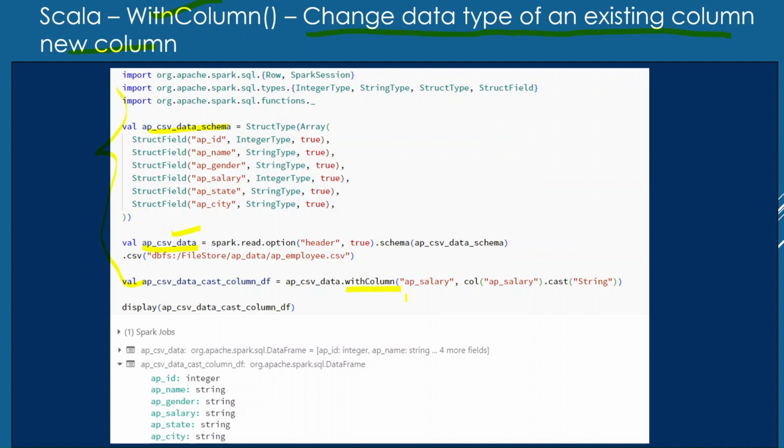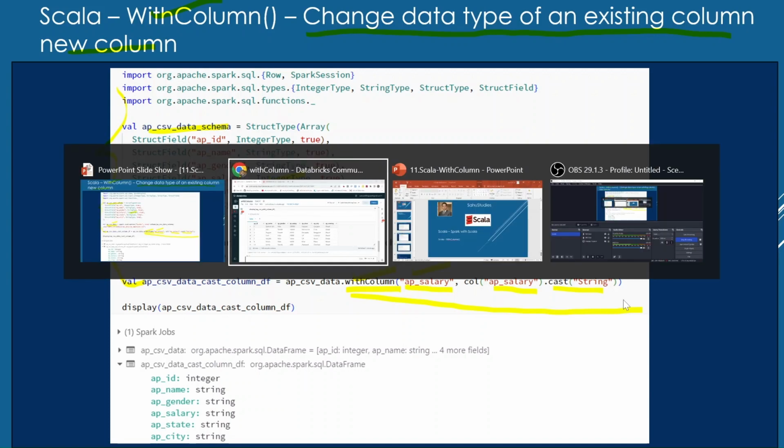Now after the data frame gets created, we are using withColumn, and in withColumn there is AP salary. What is the AP salary data type? AP salary data type is integer type, but with the help of withColumn we are casting AP salary to string. So this column data type is going to change from integer to string. This code is to cast a column data type with the help of the withColumn function. So let's see how it works in Databricks.